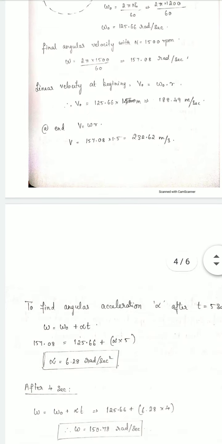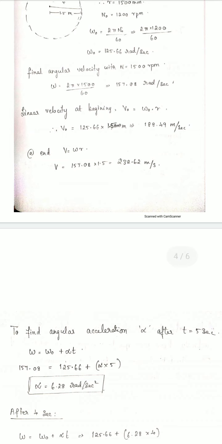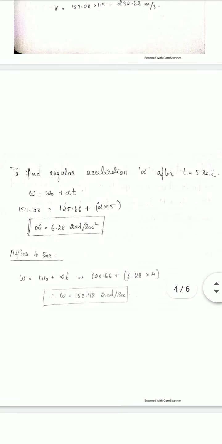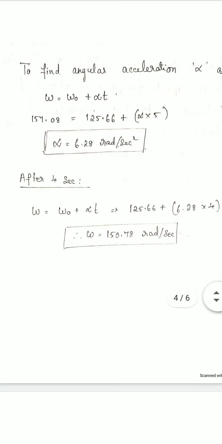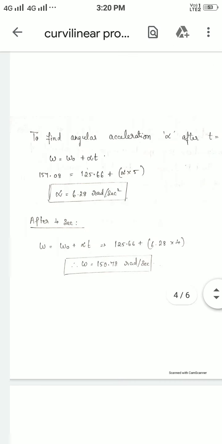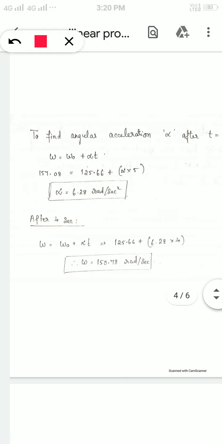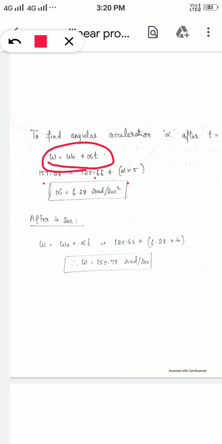Omega we had calculated from the previous step, that is 157.08, and omega naught we had also calculated previously. So the same values we are going to adopt for this also. So omega is equal to omega naught plus alpha into t. Substitute the values. Alpha we have to find, and for t substitute 5 seconds. When you substitute that, you will get alpha is equal to 6.28 radian per second square.